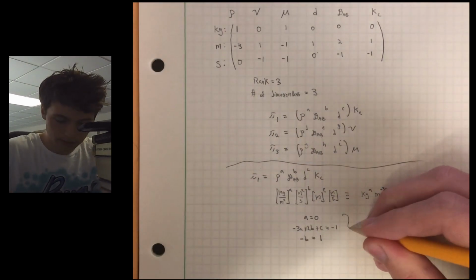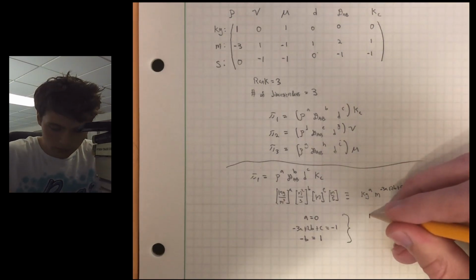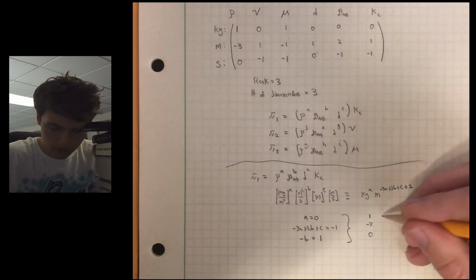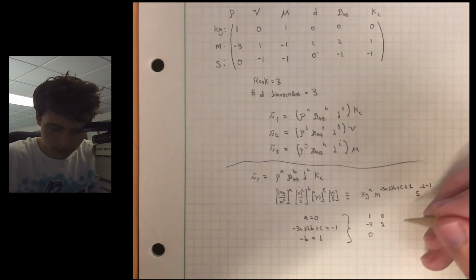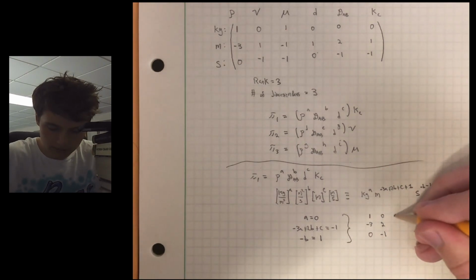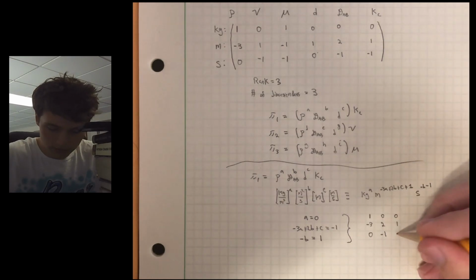And now I'm going to rewrite this in matrix form. So we've got 1, minus 3, 0. We've got 0, 2, negative 1 for the B column. The C column has no C in this one. There's 1 C here. And then 0.